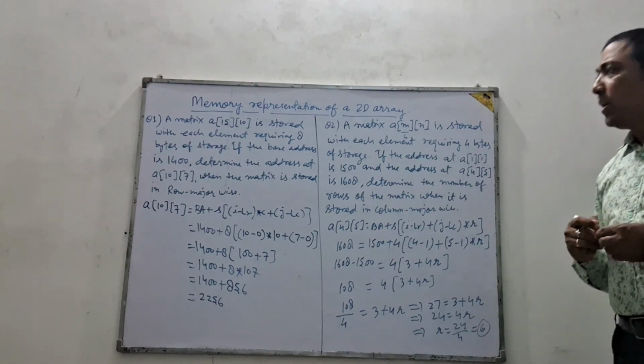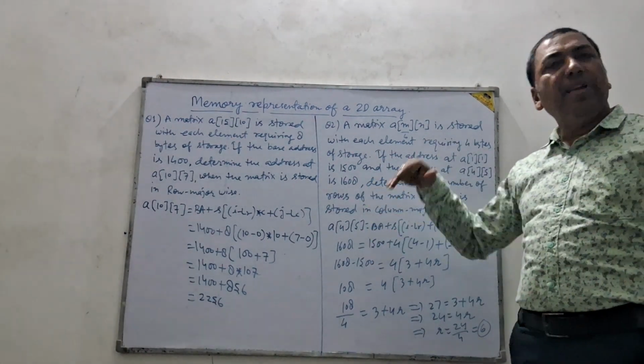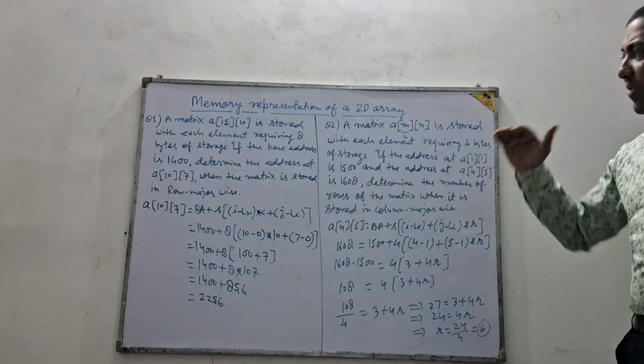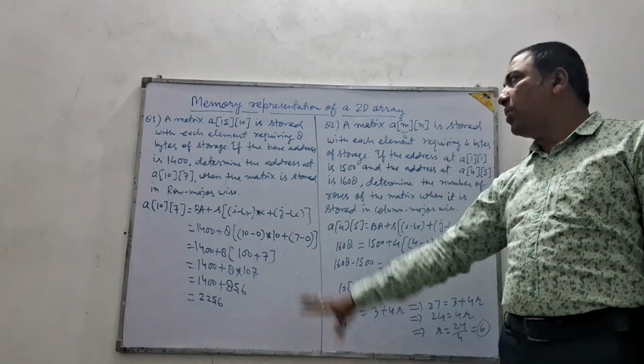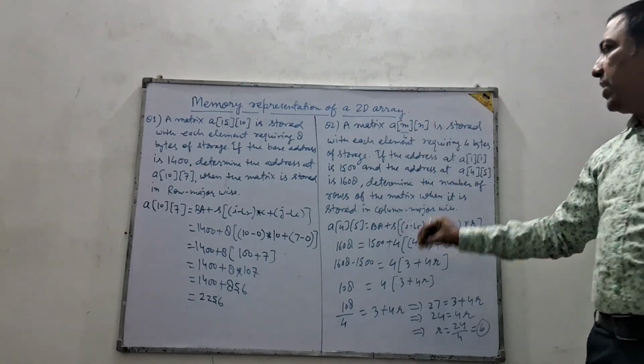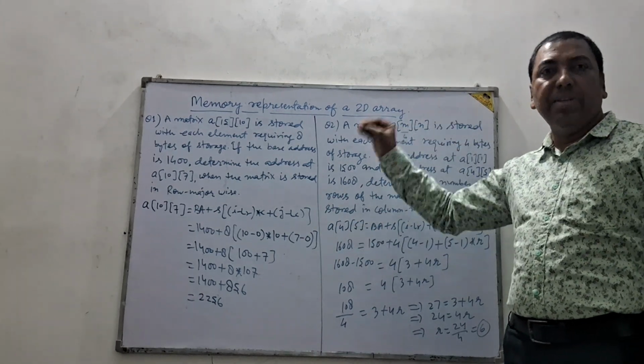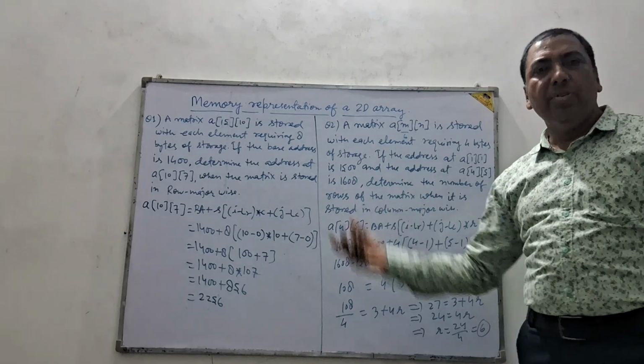So this way, on the basis of this formula, we can get different questions, some variation. If there is any variation in the question, if you know the formula and you identify each and every term, like what is the space, what is the ij value, what is the LR and LC, we can easily find the answer.